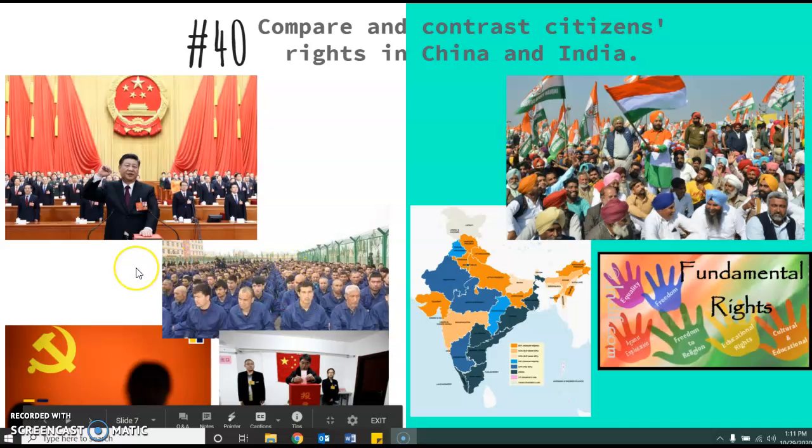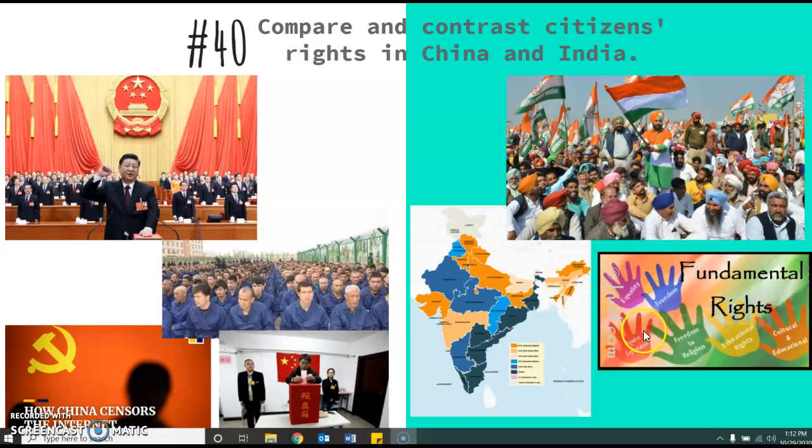They also do not have as many human rights. This is a picture of a group called the Uyghurs. They're a Muslim minority that lives in Western China who have been imprisoned by the Chinese government over the last few years. It is a lot easier to be imprisoned in China by the government than it would be in other countries. So there's not as many rights under the communist government of China.